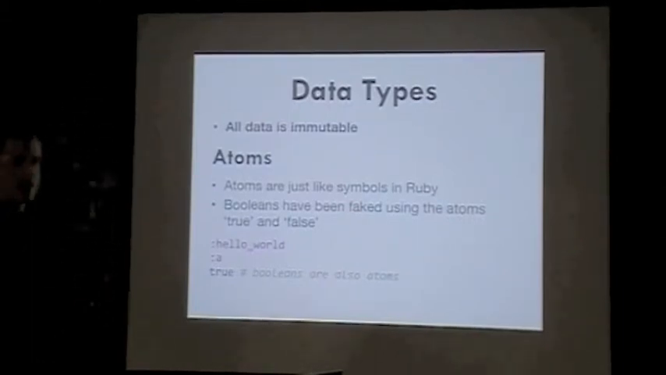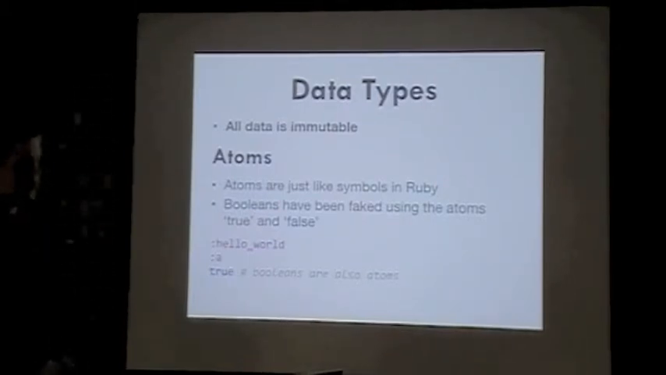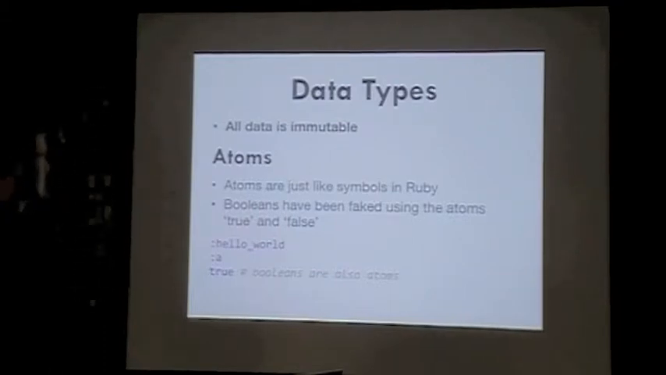So all data in Elixir and Erlang is immutable. So whenever you add something to the end of a binary, or you change a string, or you add something to a list or a tuple or anything like that, you're actually underneath making a copy of it in some way. So the most basic data type is the atom, and atoms are just like symbols in Ruby.